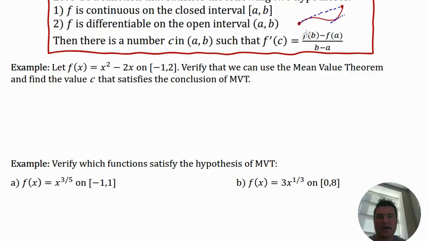So let's go ahead and use MVT here in the first example. Let f of x equal x squared minus 2x on the interval from -1 to 2.